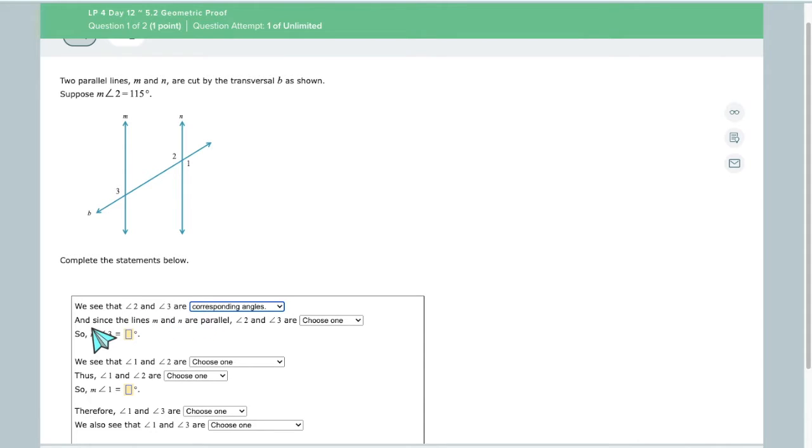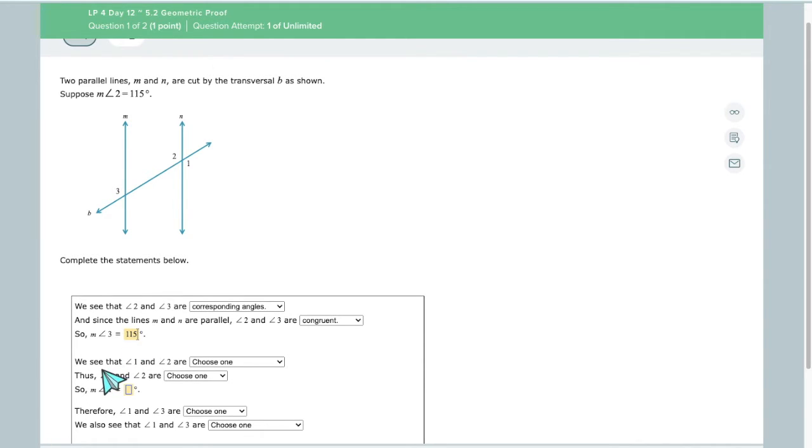Since the lines M and N are parallel, angle 2 and angle 3 are congruent because corresponding angles are congruent. So angle 3 is equal to, well, they told us angle 2 is equal to 115. If they're congruent, meaning the same size and shape, they're also the same angle measure, which is 115.